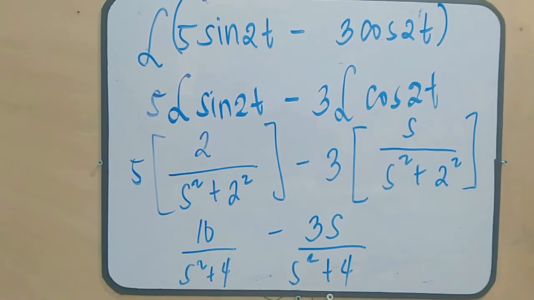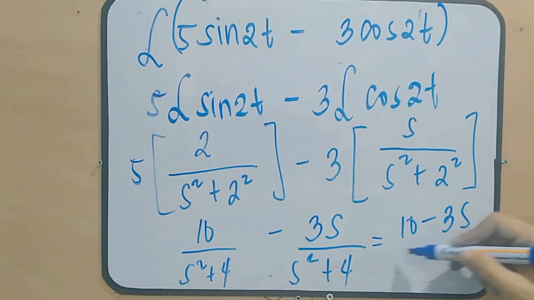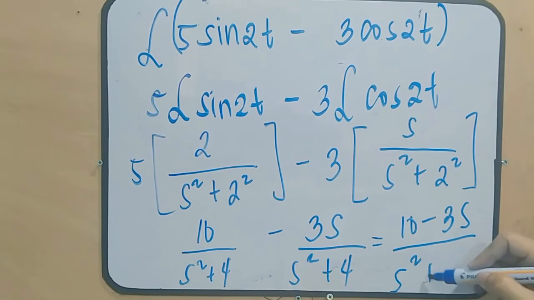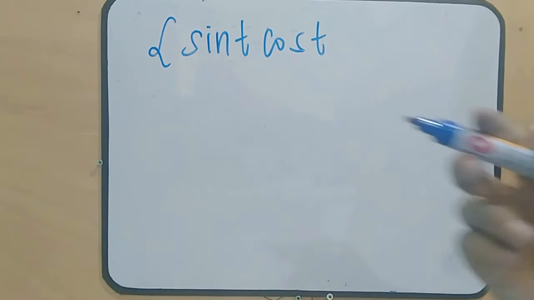Now ito guys, same denominator, so pwede natin pagsamahin sila. So this is just equal to 10 minus 3s all over s squared plus 4. So that is our final answer guys for this problem. So let's proceed guys to our next sample problem. Now for the next problem guys, we have here the Laplace transform of sine t cosine t.